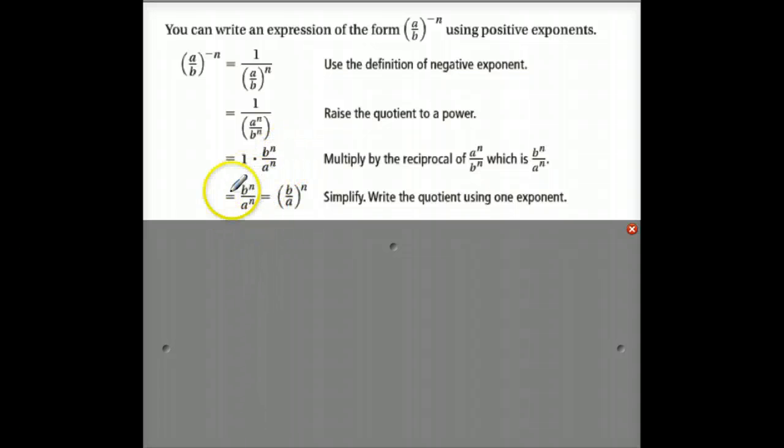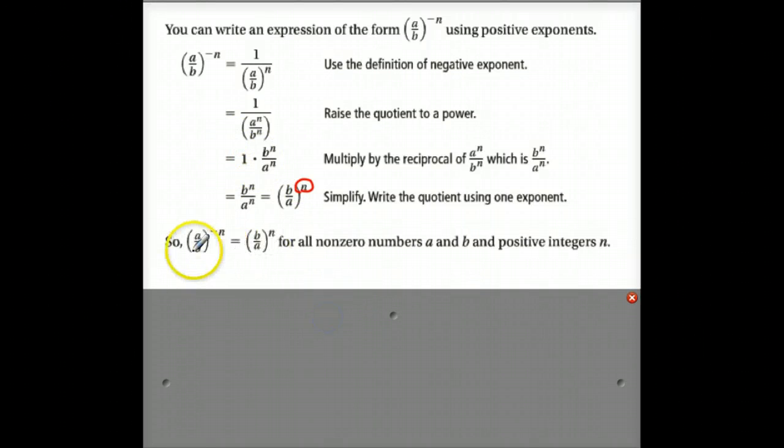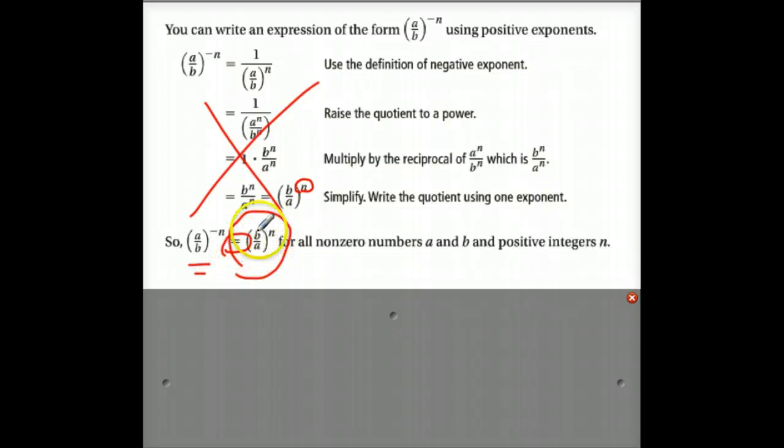Well, b to the n power over a to the n power is pretty much the same thing as b over a raised to the exponent of n. What they're saying is, if you have a fraction or a quotient raised to a negative exponent, you can skip all this and just go right to the final answer. This equals the reciprocal of that quotient raised to the positive exponent. Let me show you an example.